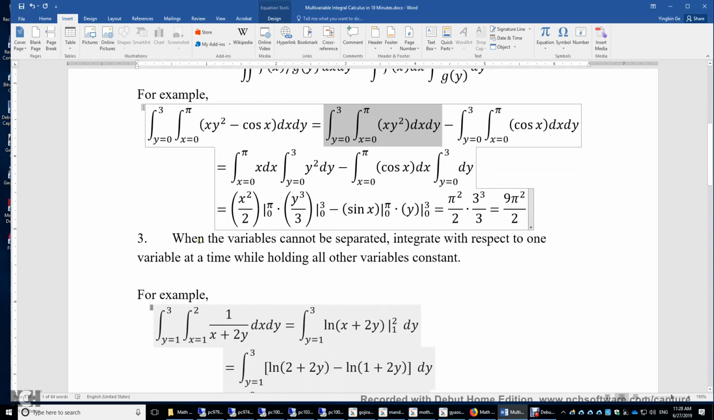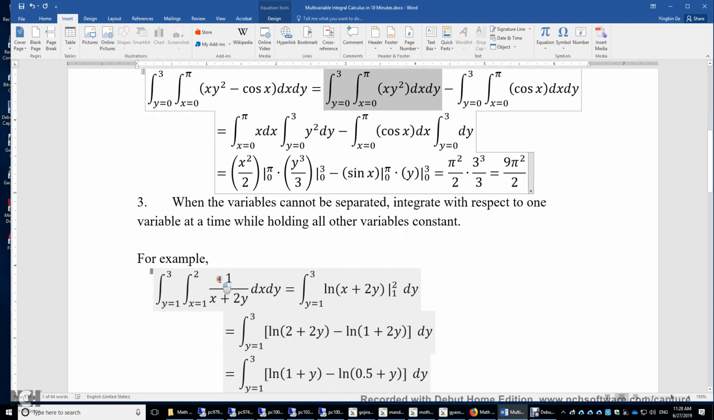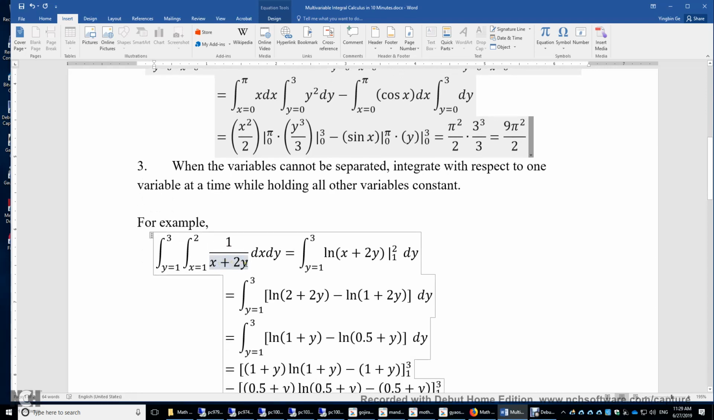Rule 3. When the variables cannot be separated, we just simply integrate with respect to one variable at a time by holding all other variables constant. For example, let's integrate this 1 over x plus 2y. So first, let's hold y constant. Really, you just integrate 1 over x plus a constant. That's the natural logarithm of x plus that constant.